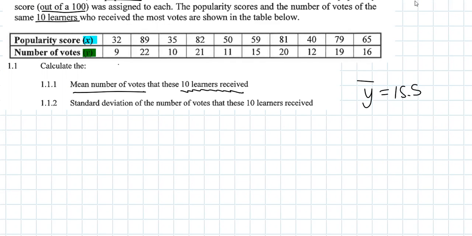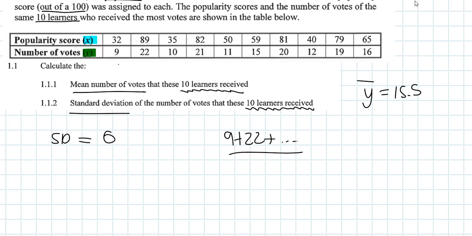Question 1.1.2, the standard deviation. It's this funny looking thing, like a 0 with a little extra line on the top, of the number of votes that these 10 learners received. If you had done it manually, you would add up the number of votes over the total number from the previous question, but this one you'll have to do using the calculator.